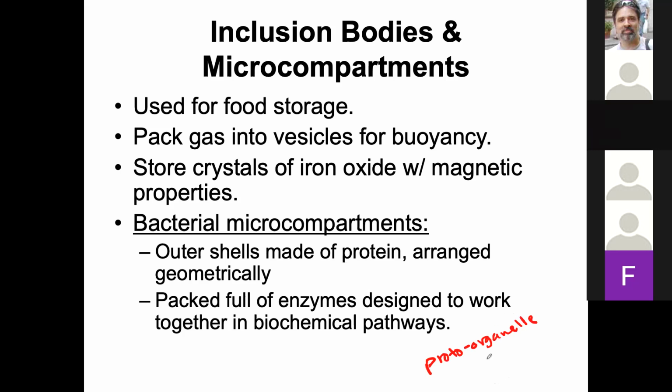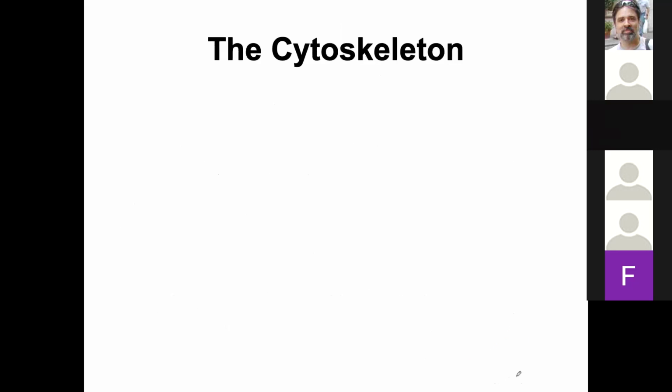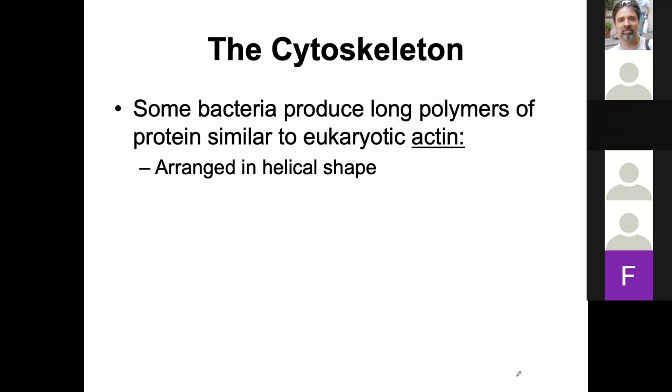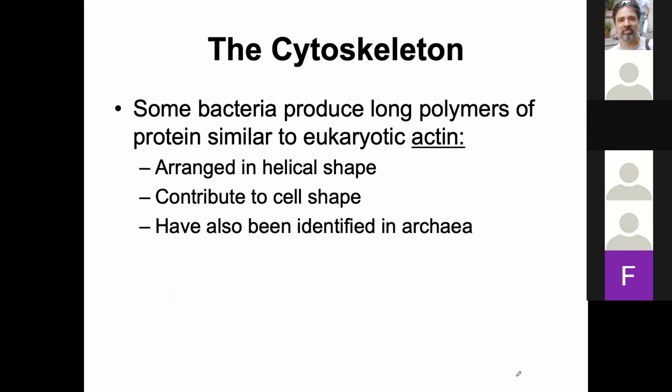Almost a membranous organelle, but they don't have a membrane. So a proto organelle. The cytoskeleton is going to be the mechanism that provides itself shape. It contains actin-like protein. It can be arranged in a helical shape and provide support for the cell.